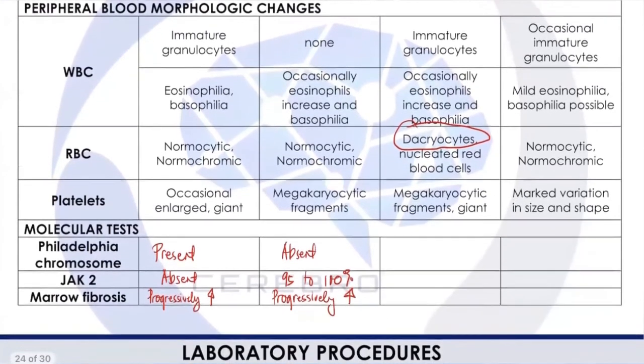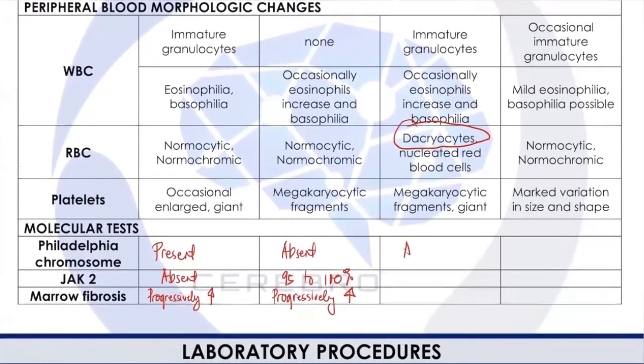Okay, Philadelphia chromosome is absent again, and the JAK2 mutation is present in 95 to 100% of the cases. And marrow fibrosis is not progressively increasing, but is already markedly elevated. Markedly elevated na yung marrow fibrosis.